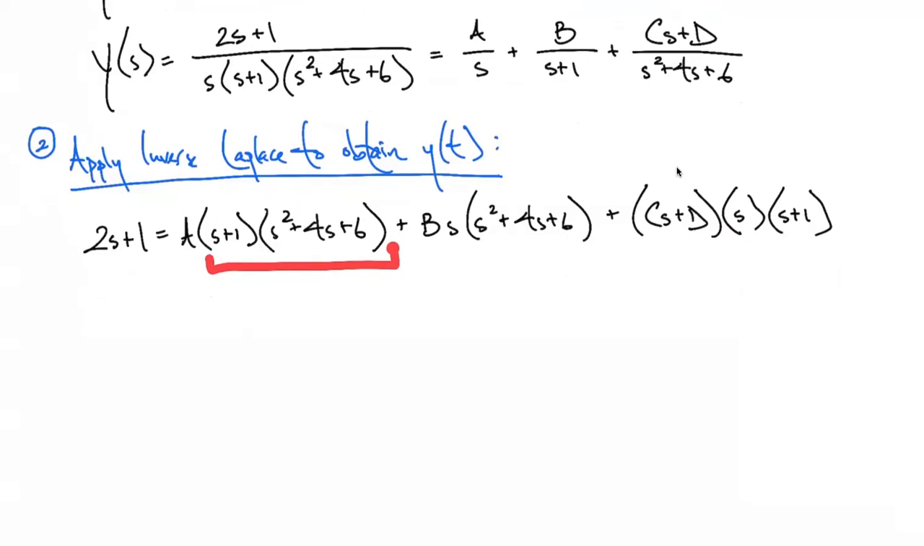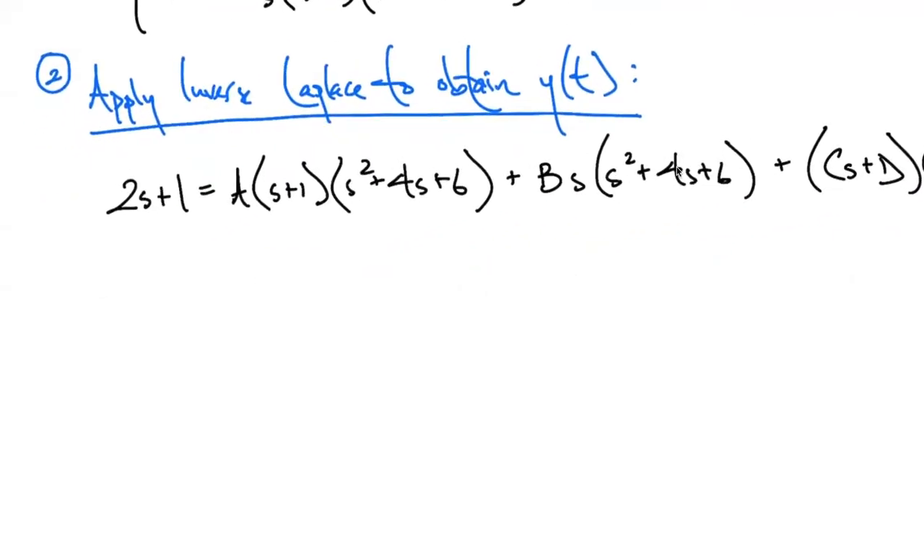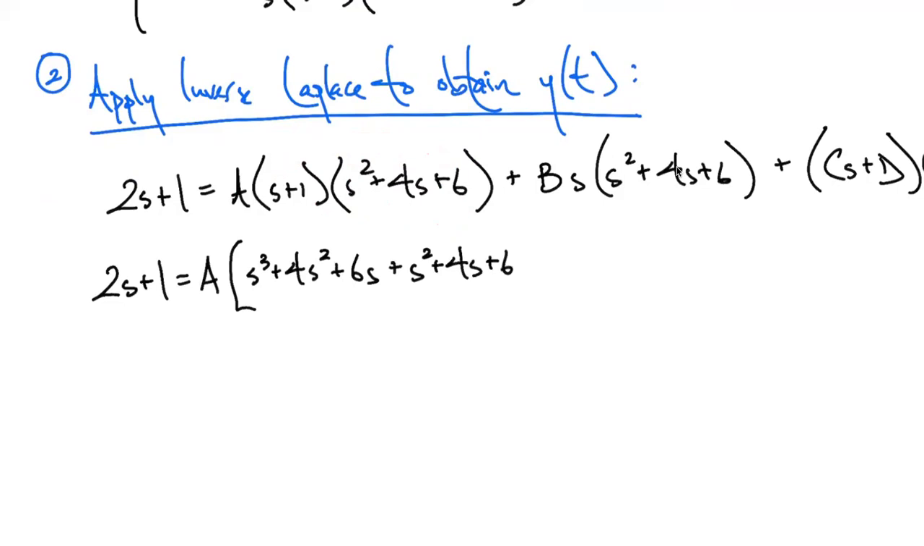I think the first one is probably the hardest. The second one is pretty straightforward, and the third one is more of a basic FOIL problem, right? If we were to FOIL everything out, we're going to get 2s plus 1, which stays on the left-hand side. On the right-hand side, let's distribute that s to all three terms, and then add the 1 distributed to all three terms. Okay, and so we'll get s cubed plus 4s squared plus 6s plus s squared plus 4s plus 6.